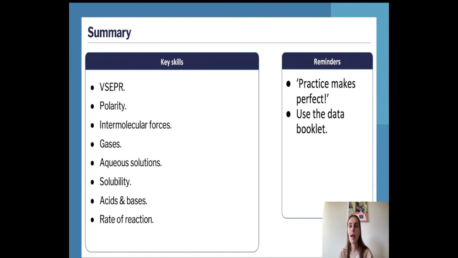And then a few little reminders before we finish up: although this may all seem quite overwhelming at the moment, there's plenty of learning to do and plenty of practice to be done. As long as you keep practicing, it will help you improve. My other final reminder is don't forget about the data booklet. There are so many useful things in the data booklet which are very important and are required for an understanding of all these different topics. So make sure you're utilizing all of the formulas and concepts which they give you in the data booklet.